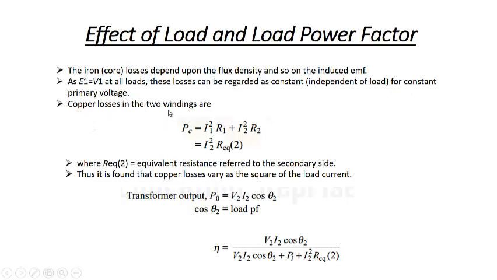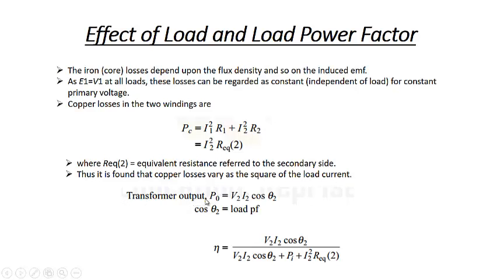But the copper losses in the two windings are Pc equal to I1 square R1, that is the primary, and this is the secondary. Let us refer them to the secondary side. I1 will be equal to this I2 dash. In that case, this can be taken to this side, and this is I2 square into R equivalent 2, while R equivalent 2 is the equivalent resistance referred to the secondary side. Thus, it is found that the copper loss varies as the square of the load current.